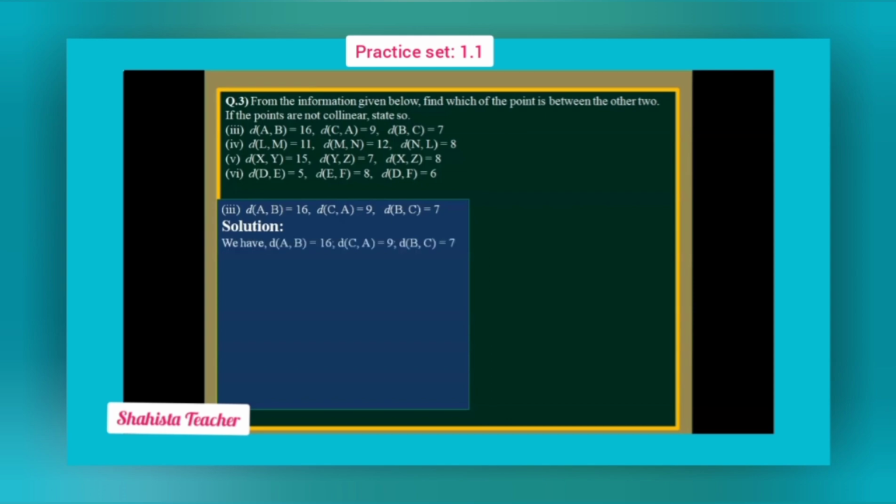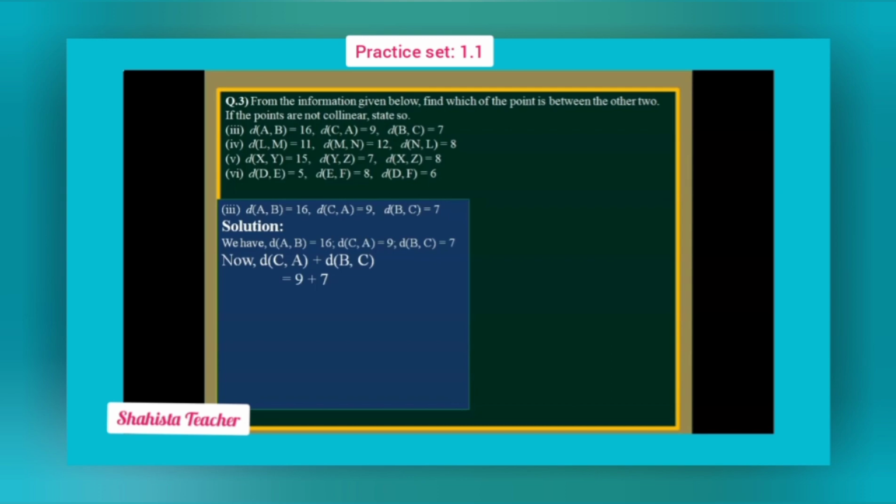So after writing this, what we have to do is simply add the smaller numbers. Here 16, 9 and 7. Out of these three numbers, 9 and 7 are the smaller numbers. So we have to add these two numbers 9 and 7. So distance of CA plus distance of BC is equal to distance of AB. Distance of CA is equal to how much? 9. And distance of BC is equal to how much? 7. So 9 plus 7 gives us 16.